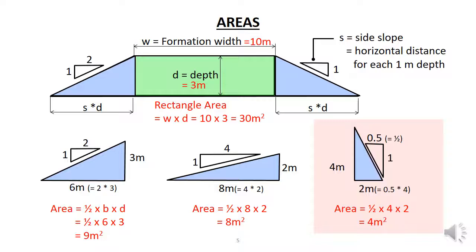There is a rectangular area of 30 square meters and the two triangular sections each have an area of 9 square meters. Therefore, the total area is 30 square meters plus 9 square meters for one side and another 9 square meters for the other. Adding these up gives us a total area of 48 square meters. So the area of that trapezium is 48 square meters.